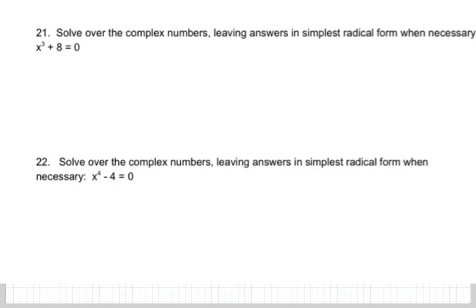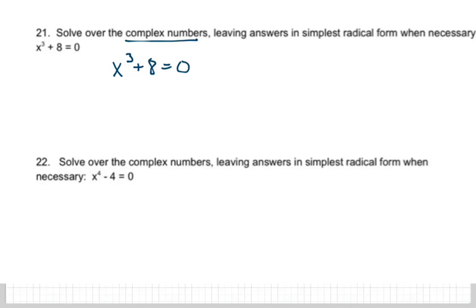Problem number 21. Solve with the complex numbers. That just means you can have i's in your answer, the imaginary number, and leave your answers in simplest radical form. So we've got x cubed plus 8 equals 0.